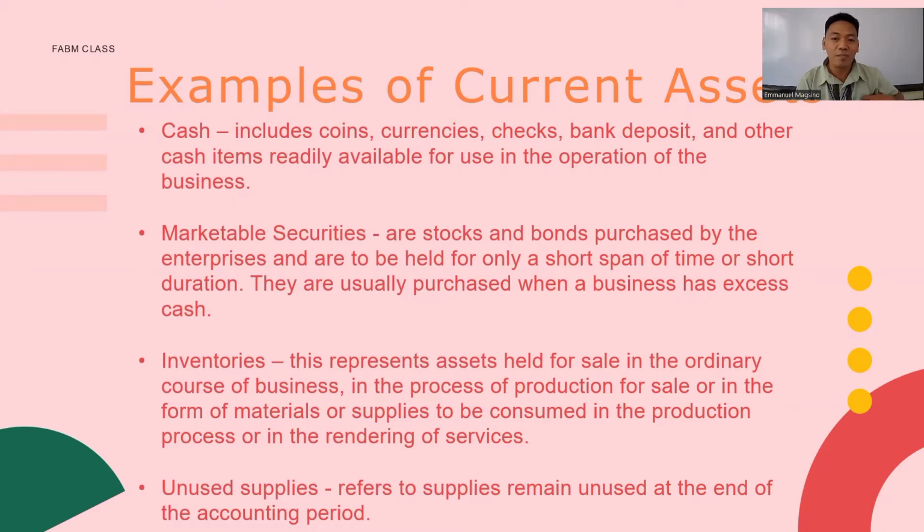Inventories, there are many types of inventories. We have merchandise inventories, etc. This represents assets held for sale in the ordinary course of business, in the process of production for sale, or in the form of materials or supplies to be consumed in the production process or in the rendering of services. And these supplies, ito yung mga hindi nagagamit na mga supplies sa company. It refers to supplies that remain unused at the end of the accounting period. So ito yung mga natitira no, sa company, usually sa mga bodega, yan. Yung mga supply nandun lang. So consider siya as current assets.